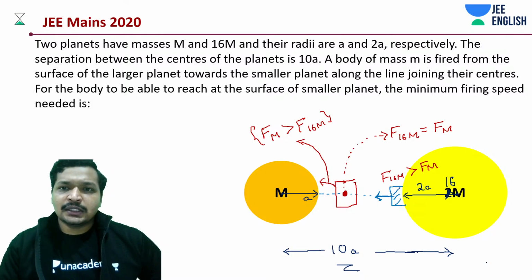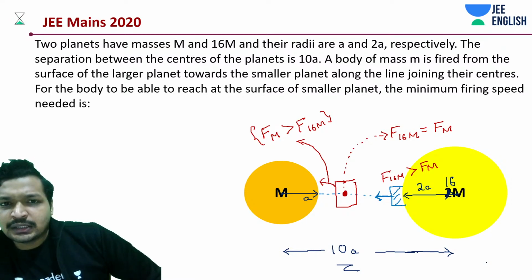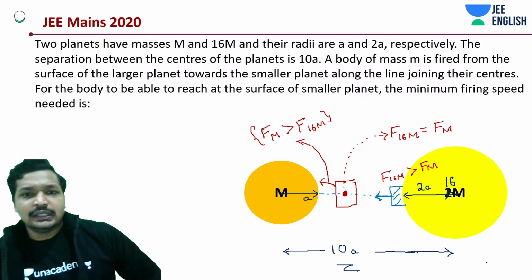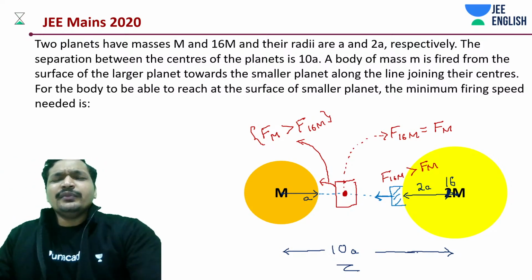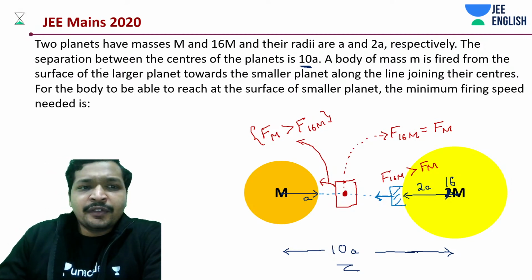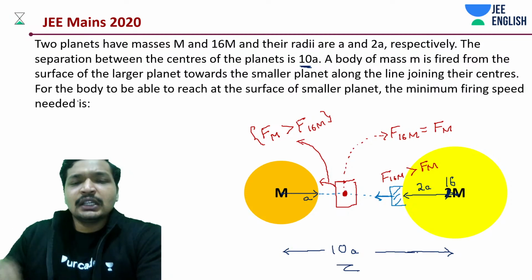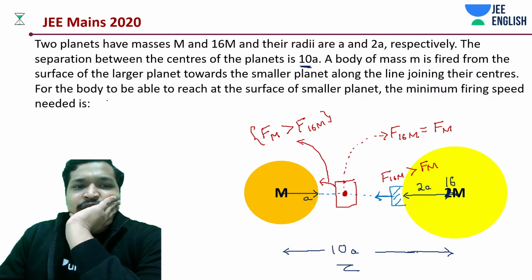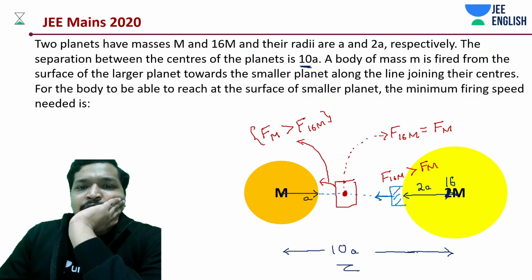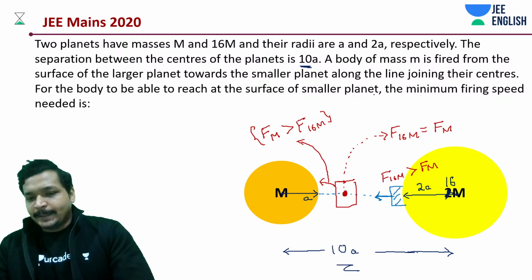Two planets of mass 16m and m are having a radius a and a. The distance between the centers of the planets is 10a. Okay, between the centers is 10a. And a body of mass m is fired from the surface of the larger planet towards the smaller planet along the line joining the centers. So what is the minimum speed for it to reach the surface of the smaller planet? Minimum firing speed. We took this to be x.